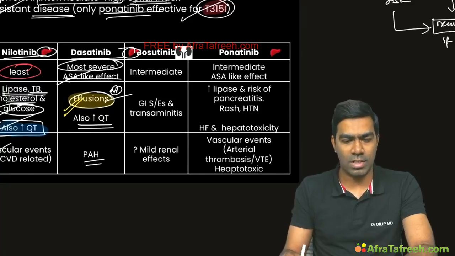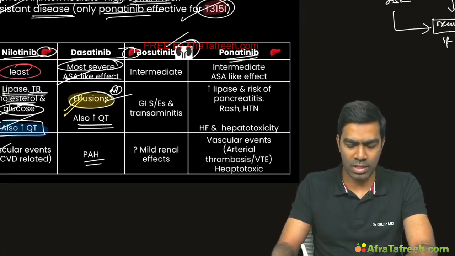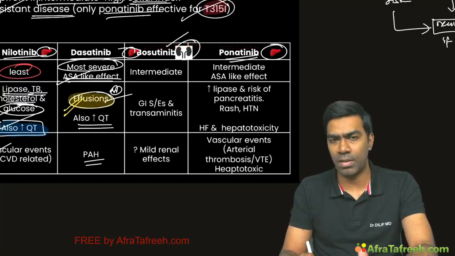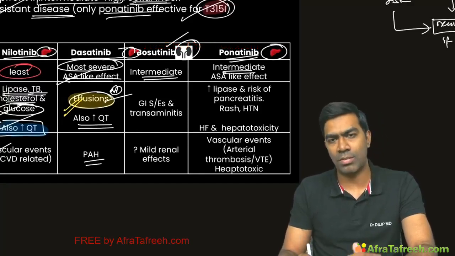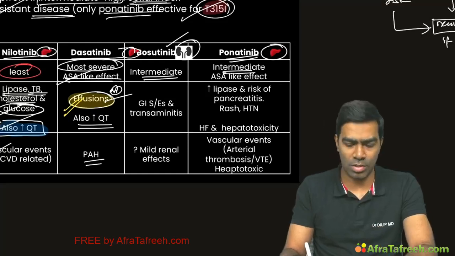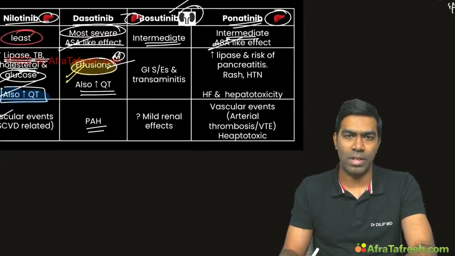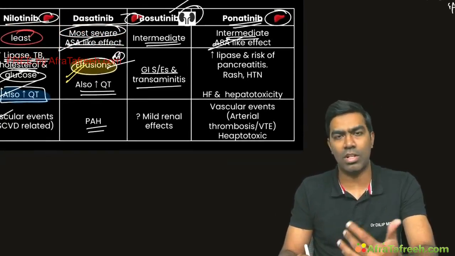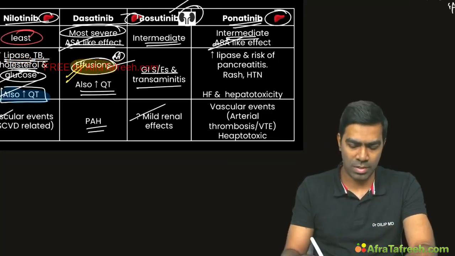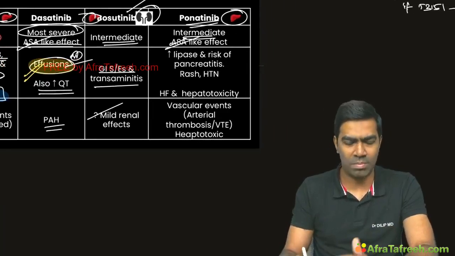Coming to third generation TKIs, bosutinib is metabolized by the kidneys and ponatinib is metabolized by the liver. Bosutinib has intermediate hematological toxicity, and ponatinib also has intermediate hematologic toxicity, and ponatinib also has an aspirin-like effect. And bosutinib can cause gastrointestinal side effects and non-specific transaminitis. And emerging data says it can produce some mild late renal effects.